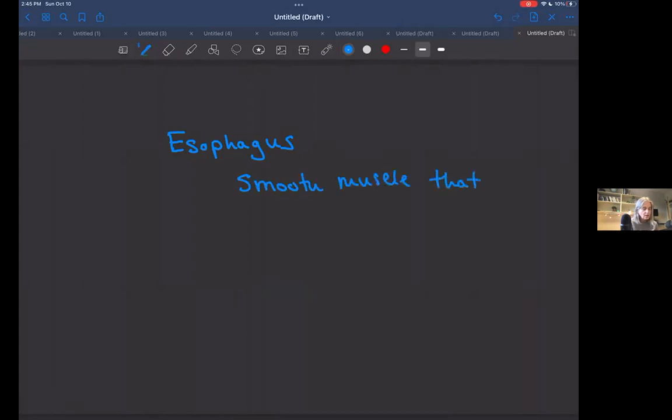that causes peristalsis. Peristalsis is a wave of contraction due to the smooth muscle that forms the circular layer and the longitudinal layer of our alimentary tract.